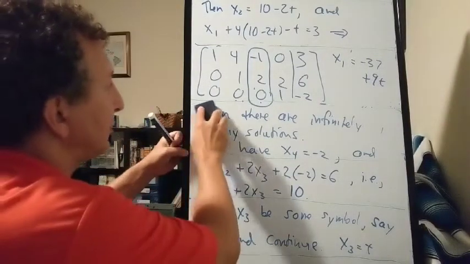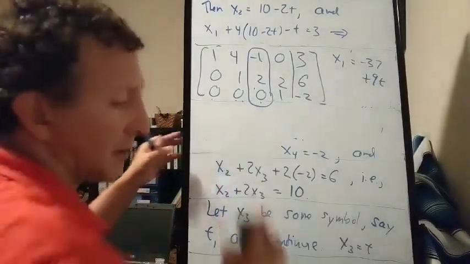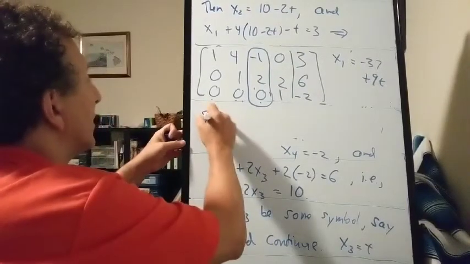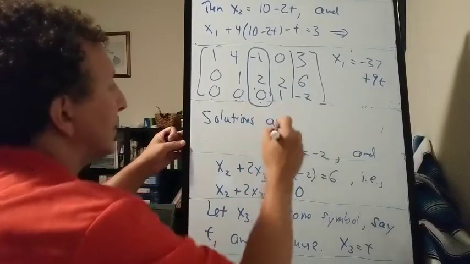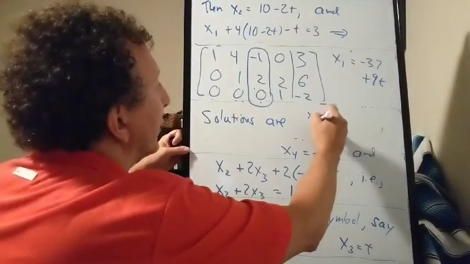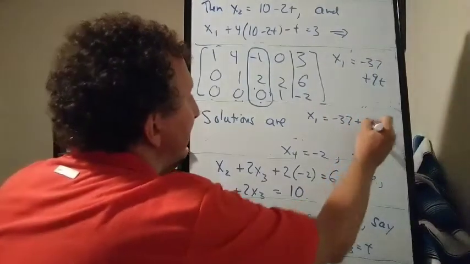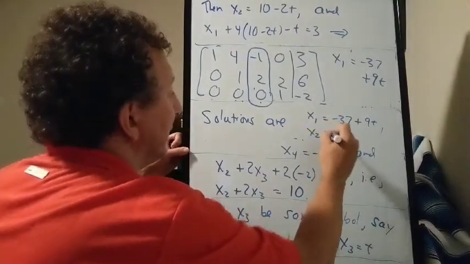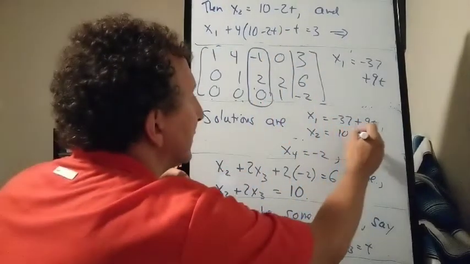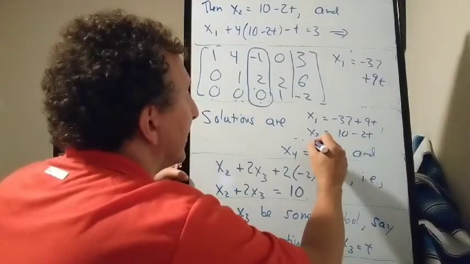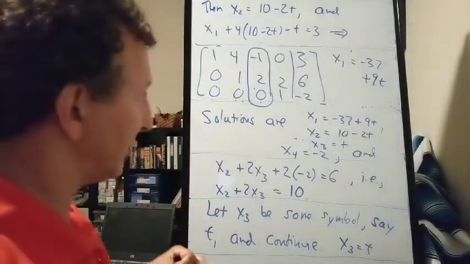So we have the solution set: x1 is -37 plus 9t. x2 is 10 minus 2t. x3 equals t, and x4 equals -2.